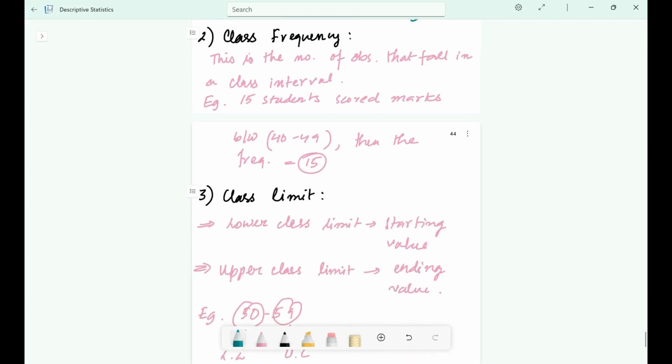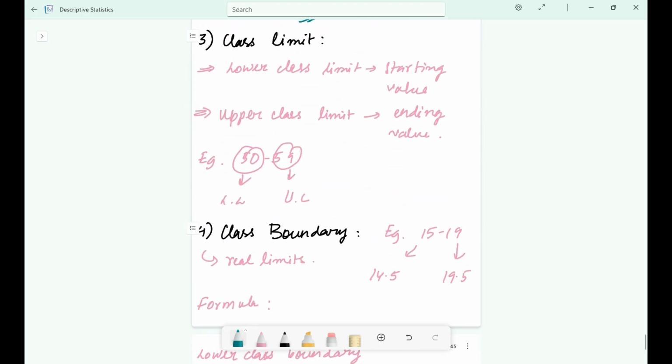Now, coming to the next term, which is class frequency. This is the number of observations that fall inside a class interval. For example, if 15 students scored marks between 40 to 49, then the frequency of that class interval will be 15. And when you add up all the class frequencies, you get the total frequency, which is the total number of students in this case.